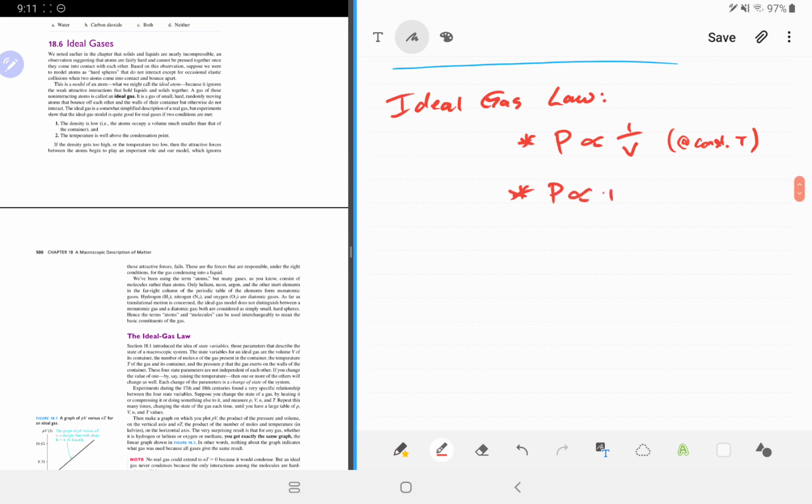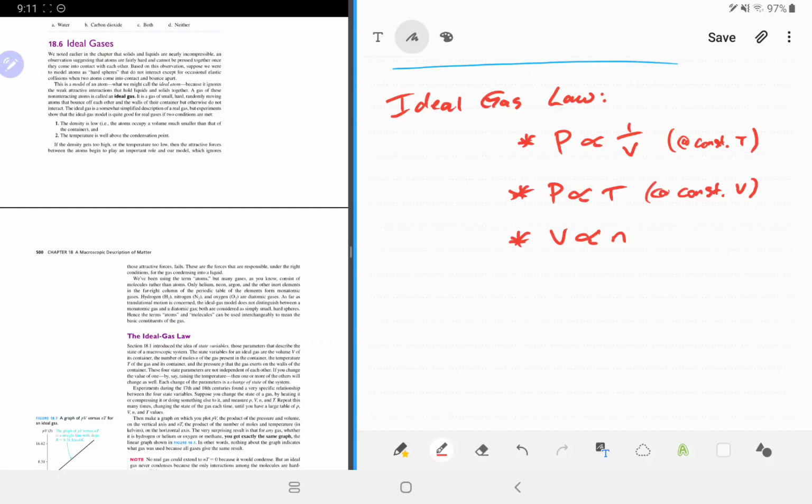Pressure is proportional to temperature at constant volume. This also makes sense. If you heat something up, the molecules get more excited. They move faster. We'll see later that it makes sense that they'll be pressing harder on their surroundings. The final one is that the volume depends on how much stuff you have, the number of moles. Holding everything else constant, the more stuff you have, the more volume.